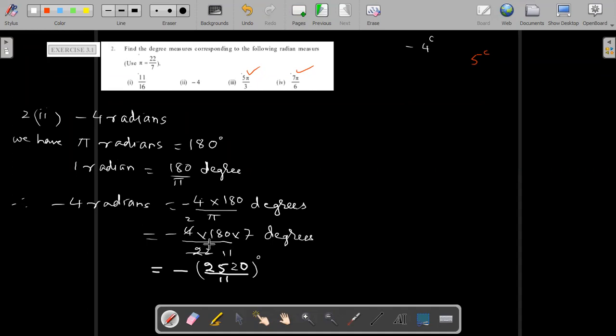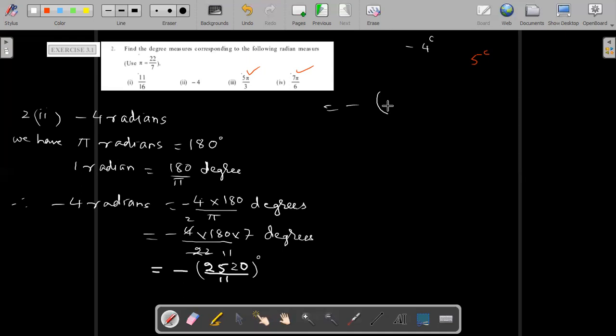Multiply 180 into 14, you will get this number. You can check: 14 into 180, so 2520. How will you convert this into degrees and minutes? Then you will divide 2520 divided by 11.